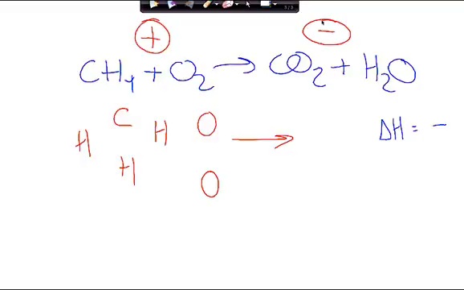And the answer is this. Because the energy given off when carbon dioxide and water form is greater than the energy taken in when the methane and the oxygen break apart. Do you get it? So now let's tie this back to Hess's Law.